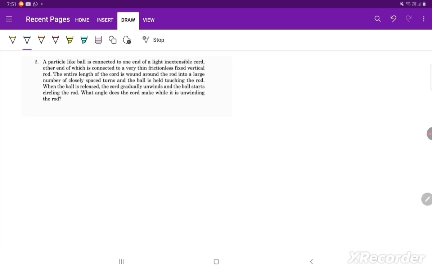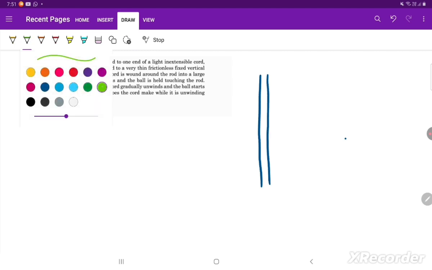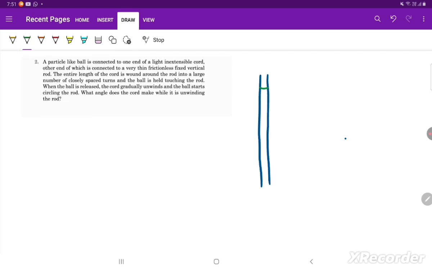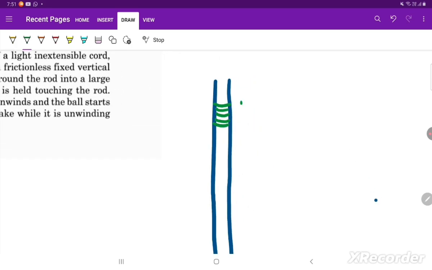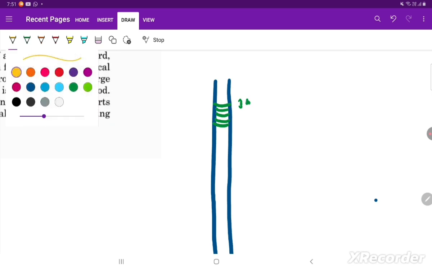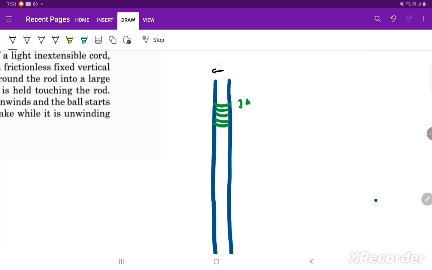So what happens basically is that you have a rod. I'm marking the rod with a blue color, and you have very small, very thin and closely spaced turns. You can assume these turns have a pitch of h, and another thing is that the radius of this rod is r. So one assumption we have to make before solving this problem is that h is much less than r. This assumption is very important to solve this problem.